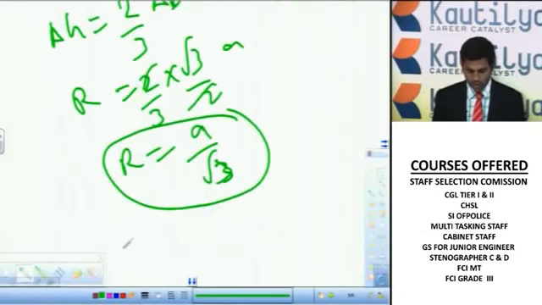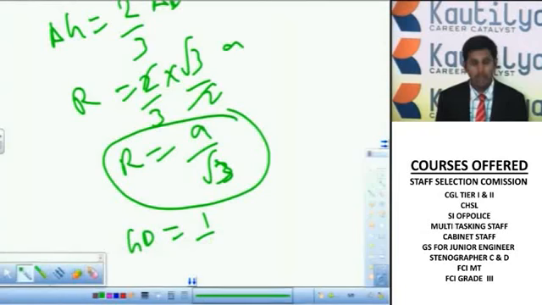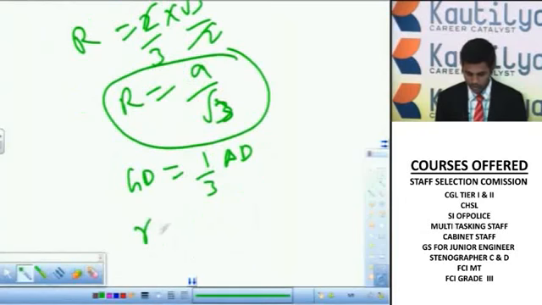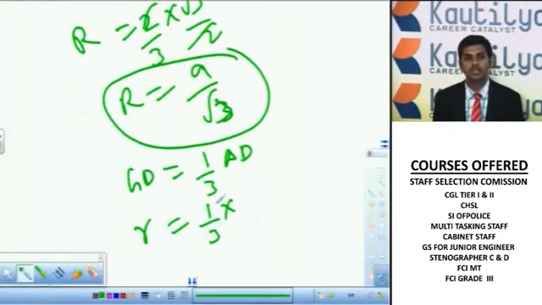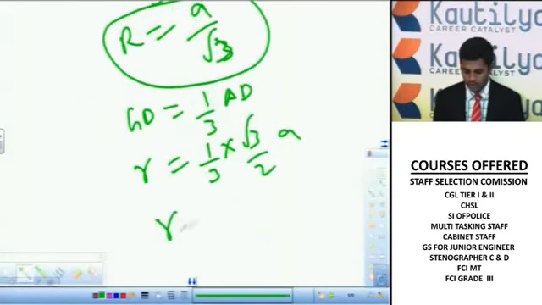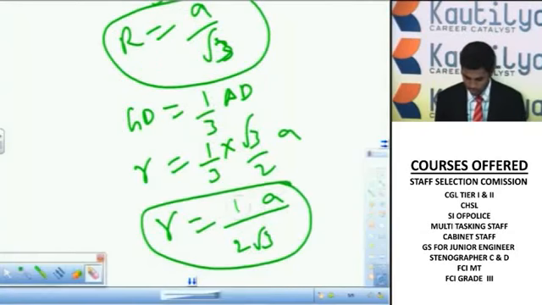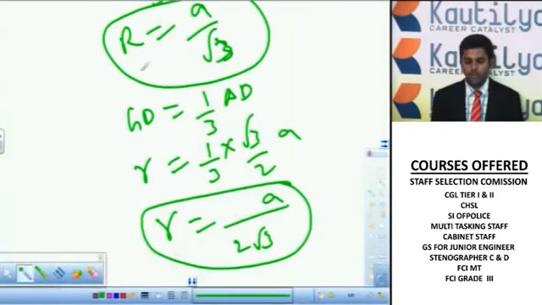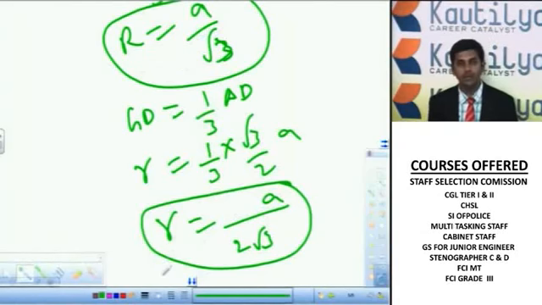Similarly, we get GD equal to 1/3 AD for the incenter, that is the inradius. So GD, the inradius, is 1/3 of AD, that is root 3/2 a. From this we get r equal to 1/2 root 3 a, that is a by 2 root 3. So for circumradius and side of an equilateral triangle, the relation is R equal to a by root 3, and for inradius and side, the relation is r equal to a by 2 root 3.